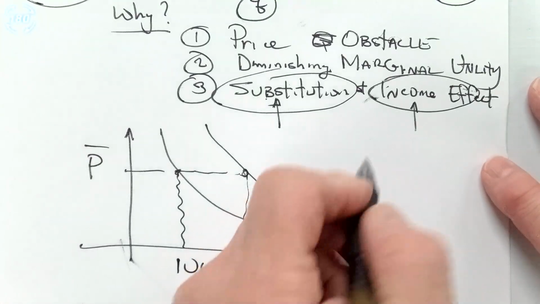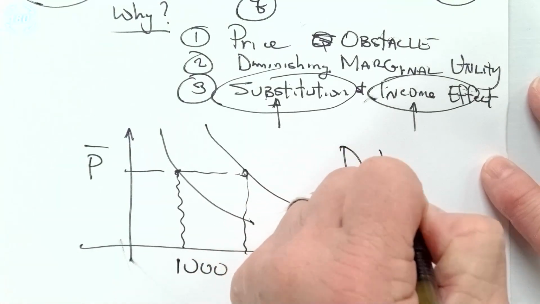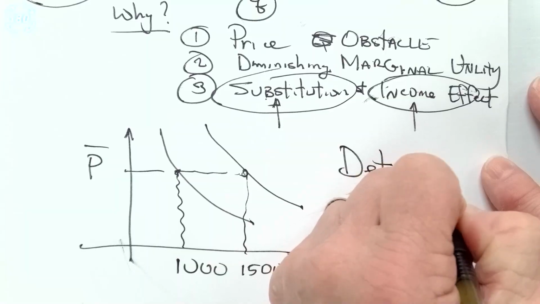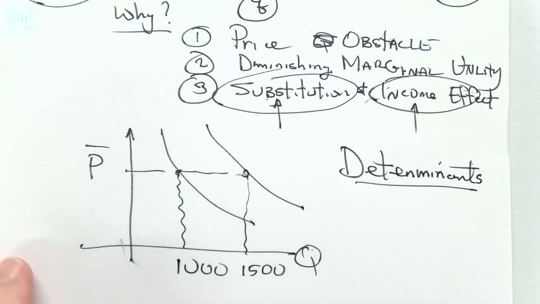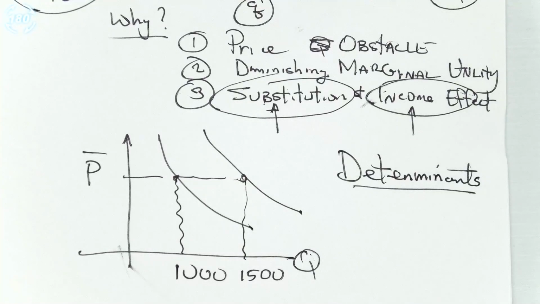So we talked here about determinants, okay? These are the things that determine the position of the demand curve. We'll have determinants for supply in a little bit, but these were listed in your text beginning on page 47, but they have a chart on page 51 of your text. So you should know these. I'll just run through these.